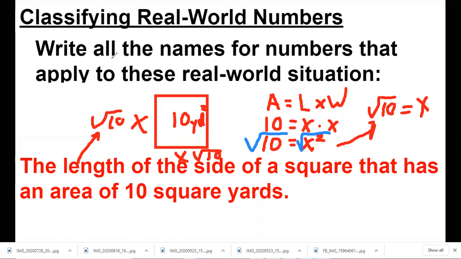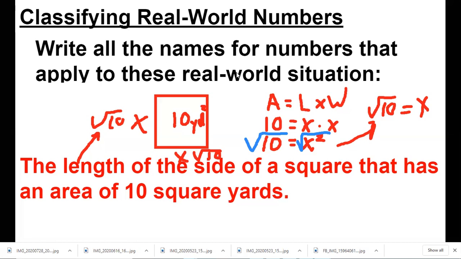No, right? It's like one of those imperfect or non-perfect squares, right? So it's like our square root of 8 from our last lesson. There is no number I can multiply together to give me 10 as an answer that's perfectly going to give me 10. So therefore, it belongs in the irrational column. And irrational numbers are also real numbers. So it is both irrational and real.